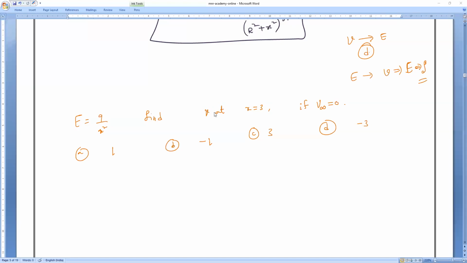So they're saying that E is equal to 9 by x square. Then find V at x equals 3 if V at infinity is 0. So if you want to find some mass M, you have to bring it from where to where? From infinity to 3. That is what our A point to B point is. So that's what the question is. So what are the limits?